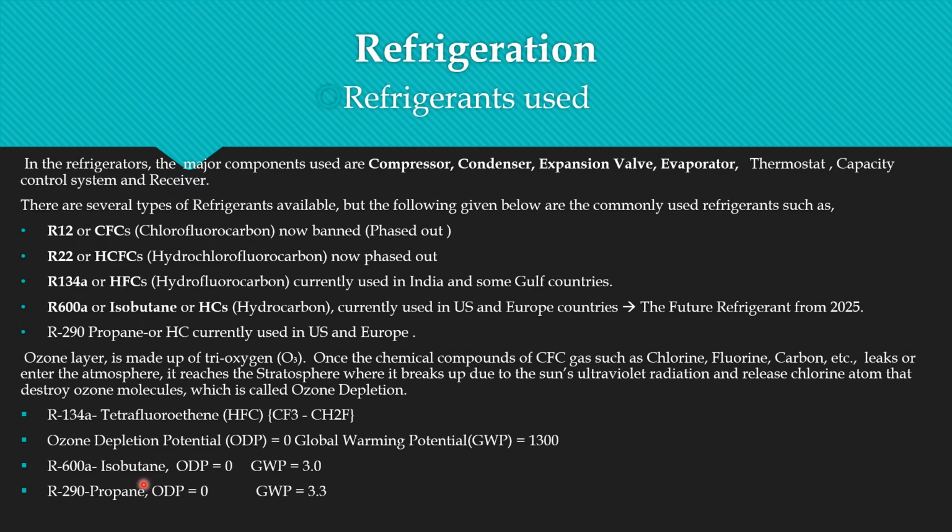R600A is the present refrigerant used in US and European countries. Its ODP is 0, GWP is 3 only, very low. And R290, another refrigerant, which is used in large scale refrigeration units and air conditioning units, is propane based. Its ODP, ozone depletion potential, is 0, and GWP is 3.3 only.